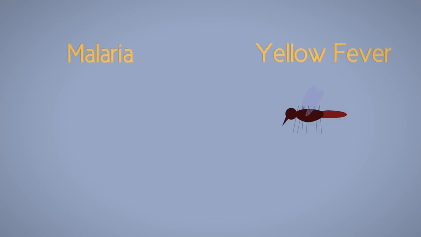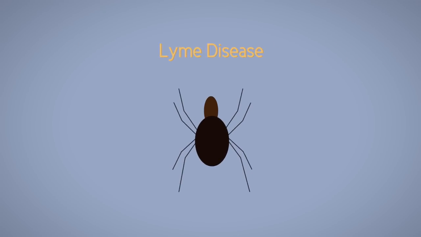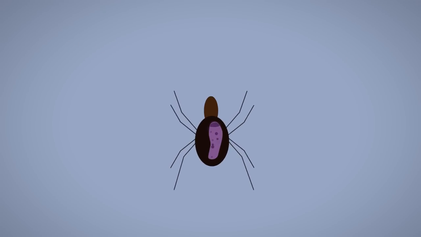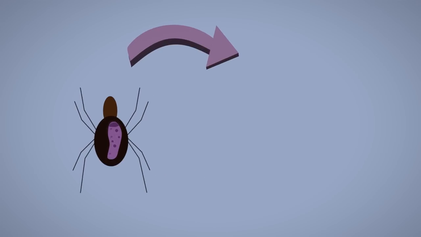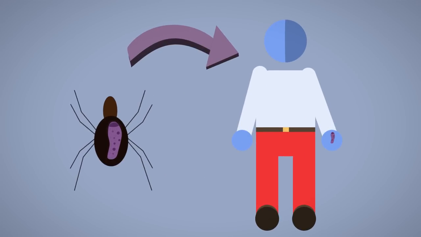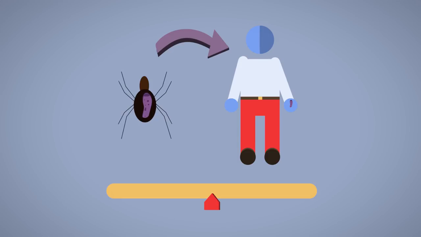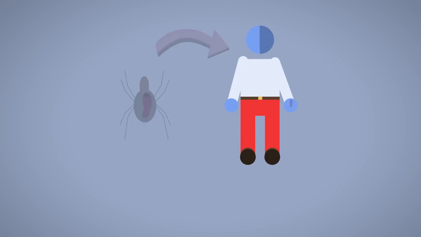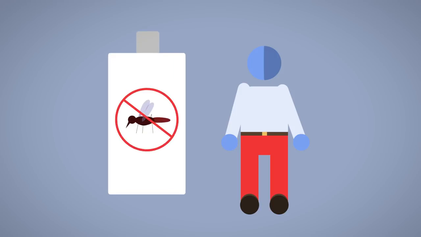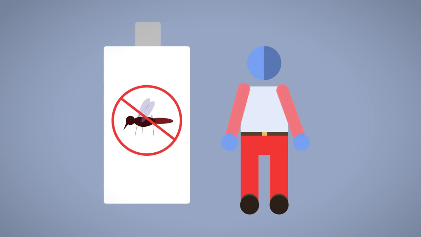Malaria and yellow fever both have mosquitoes as a vector, and Lyme disease uses ticks. A vector is an organism that has an active role in transmitting pathogens from one host to another. To reduce or prevent infection from vector-borne diseases, the vectors need to be controlled, or humans need to protect themselves against the vector, such as wearing mosquito repellent and wearing long-sleeve clothing.